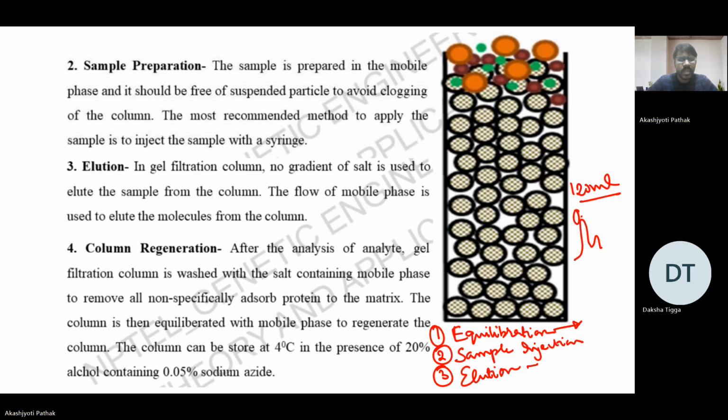Okay. And once you have done this, then you do a column regeneration. Every column has a particular recommended storage buffer. You can use that storage buffer, or when you are not using it, you store it in the presence of 20% alcohol so that there is no contamination or growth of bacteria and fungus, and your column is maintained. Okay. You can use it the next time.